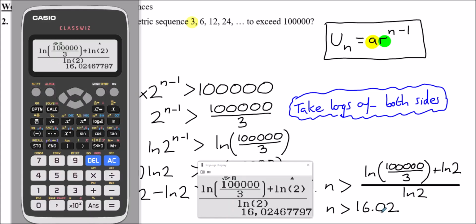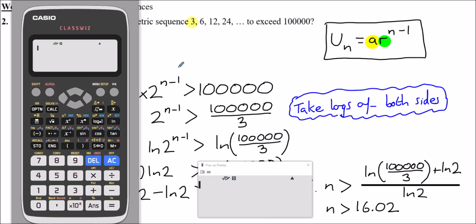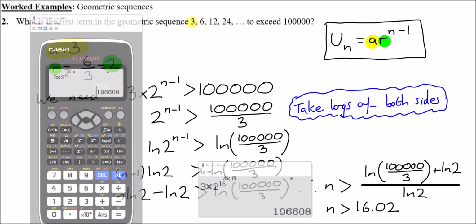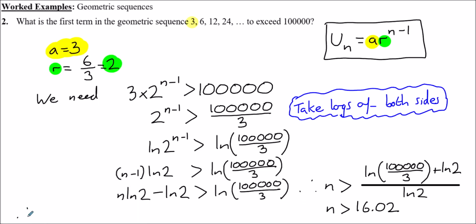So the 16th term will be almost 100,000 looking at this. So 3 times 2 to the power 16 minus 1, so in other words 2 to the power 15. Yeah, it's not quite big enough, so we need 17 terms, in other words 17 minus 1, power 16. So 3 times 2 to the power 16. That's the first one to go beyond. So we need 17 terms. So therefore, the 17th term is the first to go above 100,000.